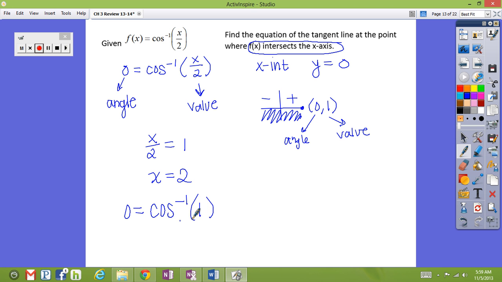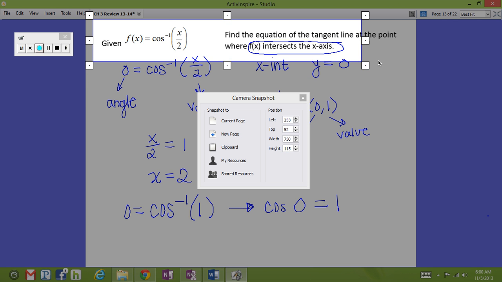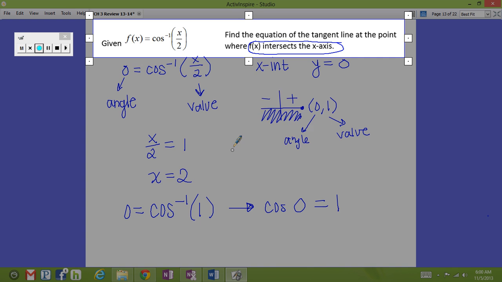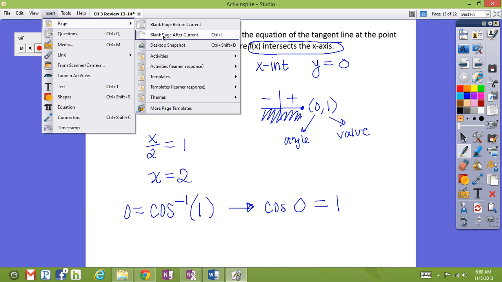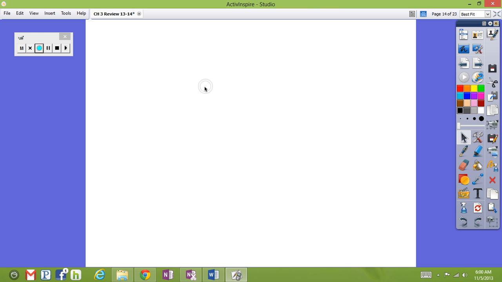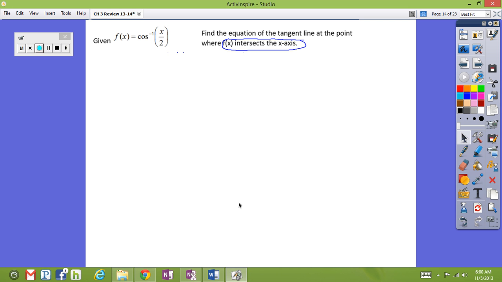So if I restate the given information, the cosine inverse of 1 equals 0 is the same statement as the cosine of 0 is equal to 1, because inverses mean switch your x and y's. So this is a true statement, and this is also a true statement. So now I'm just trying to find the equation of the tangent line at that point. I'm actually going to scroll this one more time and move it to the next page. So we figured out that the point is where x is equal to 2.